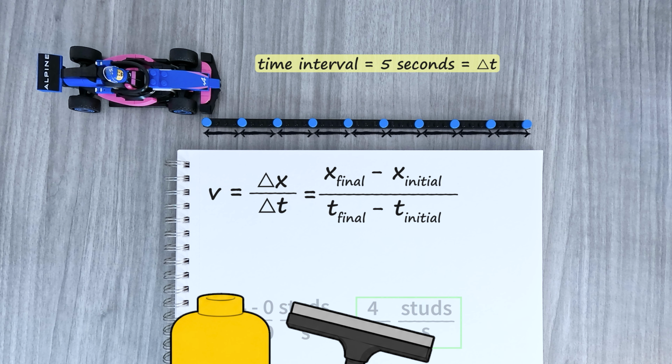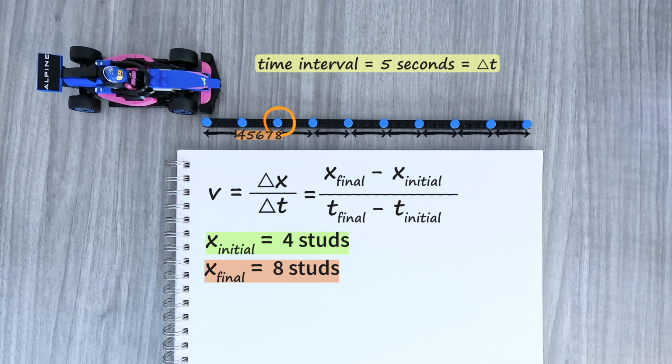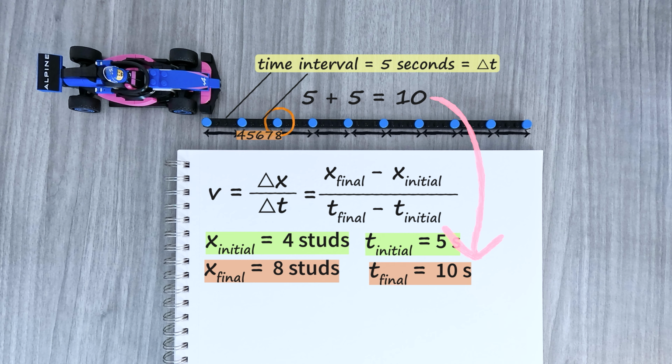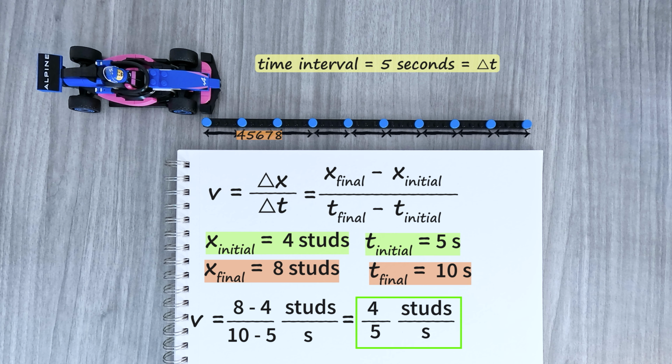Now let's look at the average velocity from the second point to the third point. The initial position is 4 studs and the final position is 8 studs. The initial time is 5 seconds and the final time is 10 seconds. Now we have 8 minus 4 studs divided by 10 minus 5 seconds. Again, we get 4/5 studs per second.